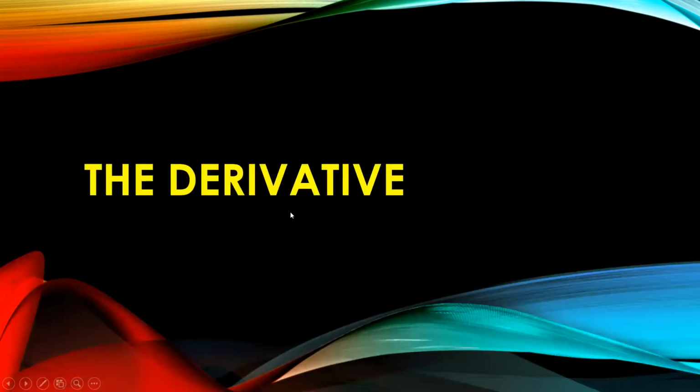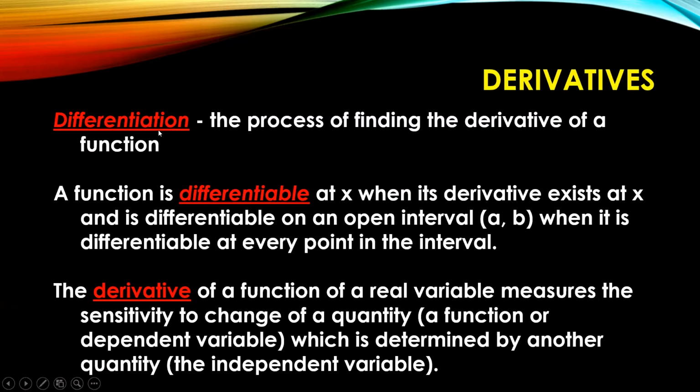So let's go to the derivative first. In the derivatives, the process of finding the derivative is called differentiation. I don't want to hear deriving. Deriving is for derivation, right? So for derivatives, it's differentiation. So a function is differentiable at x when its derivative exists at x and is differentiable on an open interval a and b, where it is differentiable at every point in the interval. And the derivative of a function of a real variable measures the sensitivity to change of a quantity, basically of a function, or dependent variable, which is determined by another quantity.